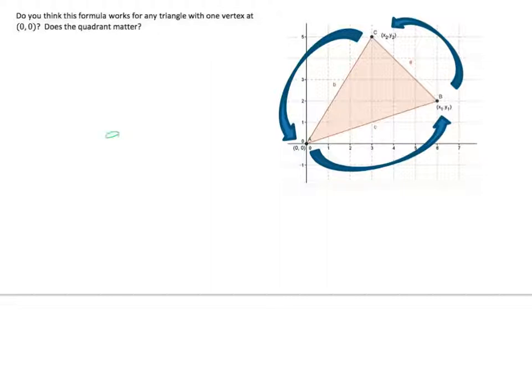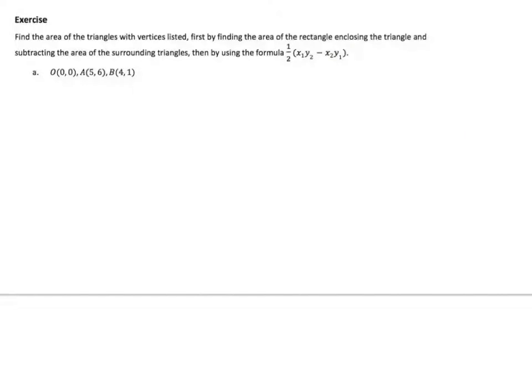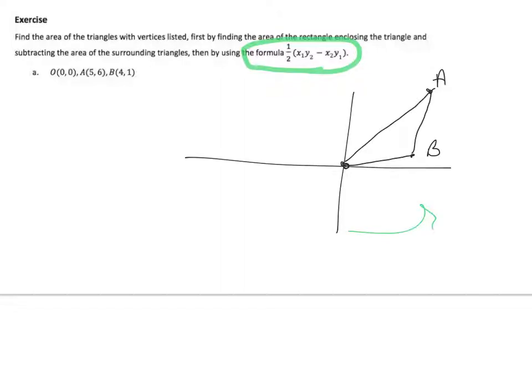Oh, we already did this. Okay, remember counterclockwise. Alright, so find the area of the triangles with vertices listed, first by finding the area of the rectangle enclosing the triangle and subtracting the area of the surrounding triangles, then by using the formula. We're going for this one, okay? Just because. Okay, here we go.